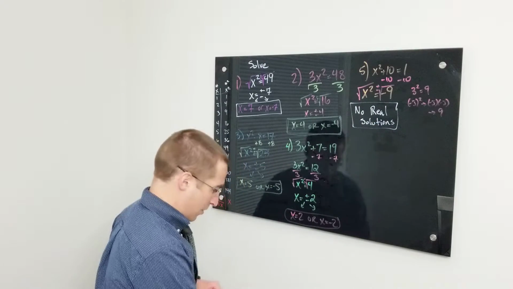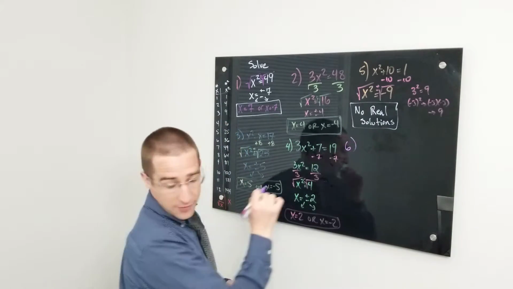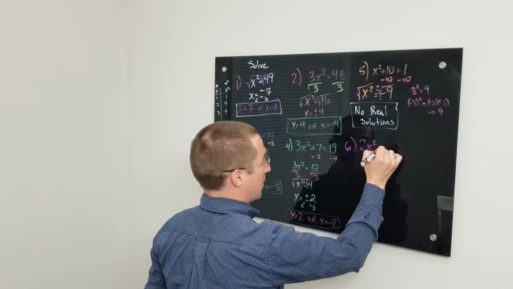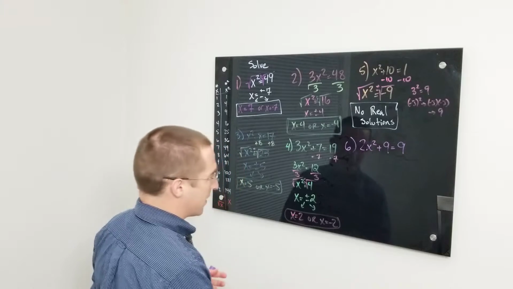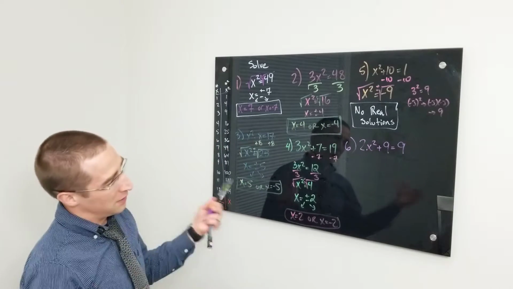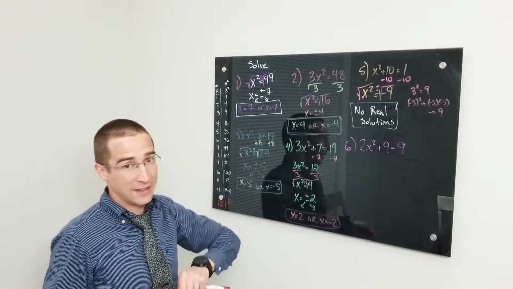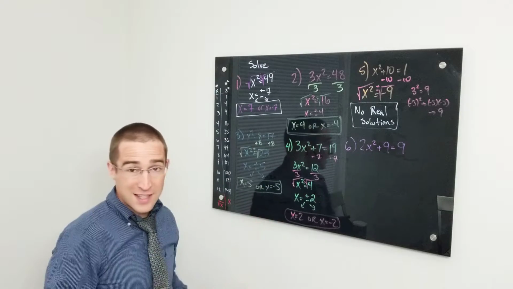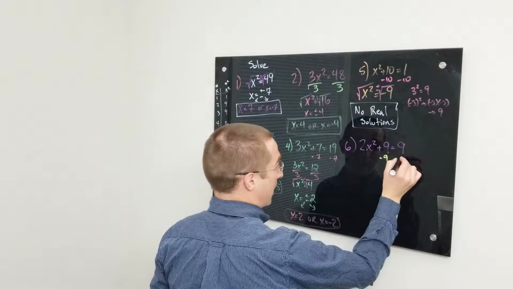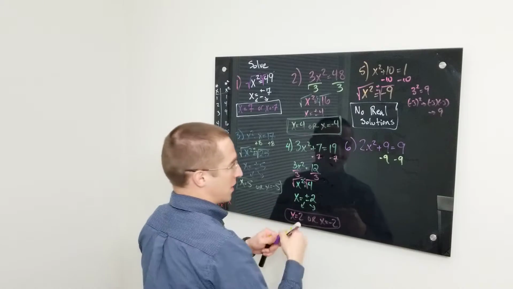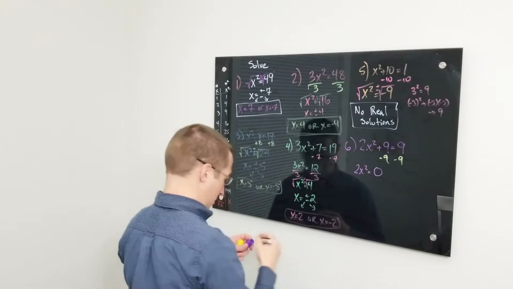All right, problem 6. Let's go ahead and do problem 6. So here we have 2x squared plus 9 equals 9. This is similar to problem 4. What's happening to the x squared? It's getting multiplied by 2. We're adding 9. We got to undo it starting with the last thing. The last thing is the plus 9. So we go minus 9 on both sides. We get 2x squared equals, well, 9 minus 9 is 0.